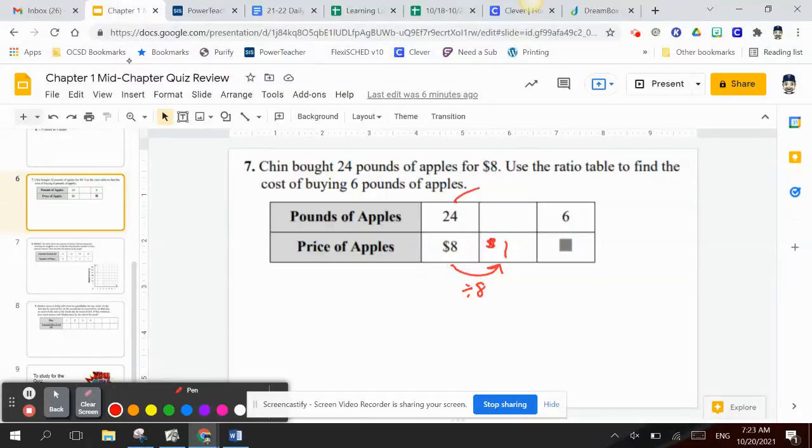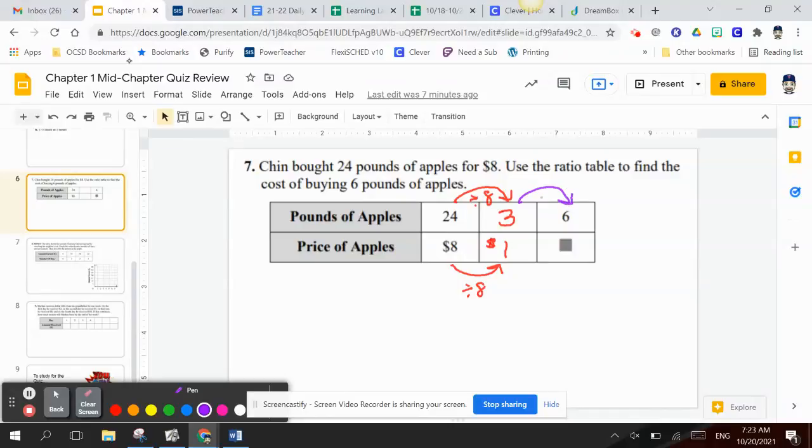So whatever I do to the bottom, I have to do to the top. So I've got to divide 24 divided by 8, and that would be 3. So I can get 3 pounds of apples for $1. Well, how many pounds of apples? I have 6 pounds, so how much is that going to cost?